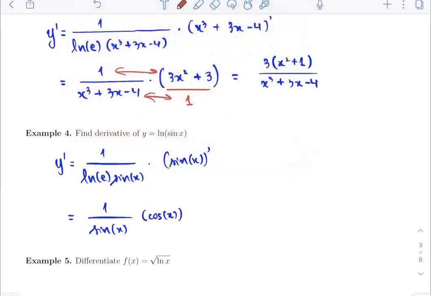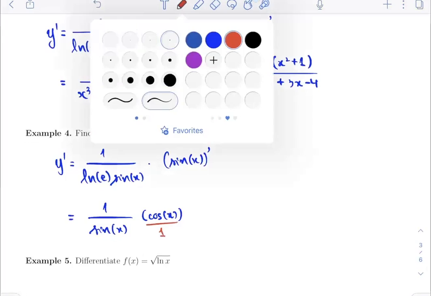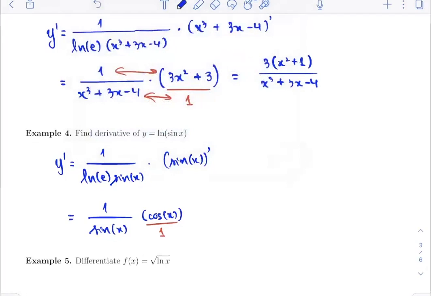For this, I would like to combine these two terms together. Remember, I have two fractions in this case. One is 1 over sine of x, and the other one is cosine over 1. So top multiply with top, bottom multiply with bottom, and I have cosine of x over sine of x. You can leave it right here, but some of you, if you remember the trigonometry ratio, cosine of x over sine of x is the cotangent of x.